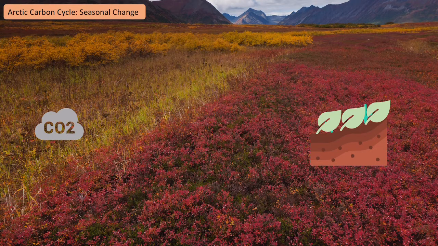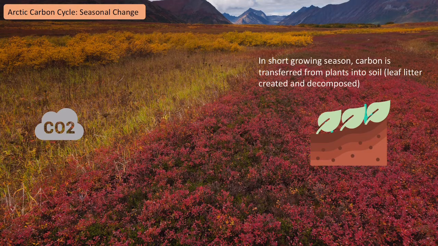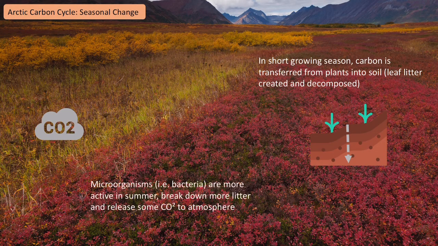We talked about seasonal change, and there is a seasonal change. In the summer, it obviously does heat up, it gets above freezing, and during that short growing period, any of the plants that do grow will drop their leaf litter, and that will eventually decompose and go into the soil. So we do see some carbon from the limited vegetation that is there being transferred from the plants, the leaf litter, into the soils. Microorganisms that are in that active layer, for example bacteria and other decomposers, are more active because it's warmer, and therefore they will break down this litter and release some of the CO2 via respiration to the atmosphere. So we are seeing movement of carbon as the seasons change.